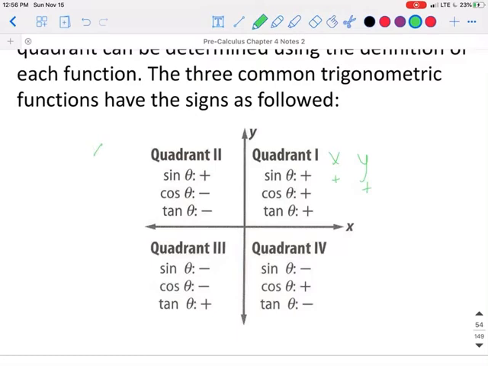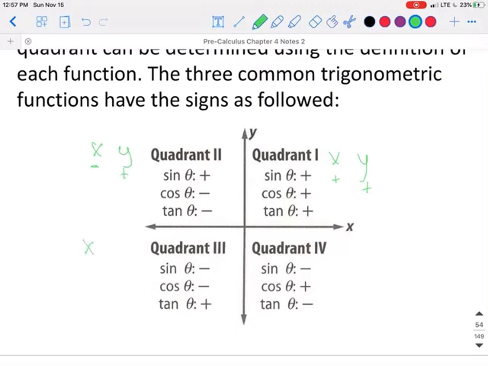In quadrant 2, x is negative and y is positive. Now remember, sine is y over r. So since y is positive and r is always positive, your sine would be positive in that quadrant. Cosine is x over r. Since x is negative, cosine will be negative. And tangent is y over x. Since y is positive and x is negative, that would make us have a negative answer.